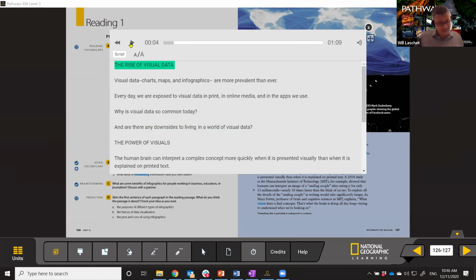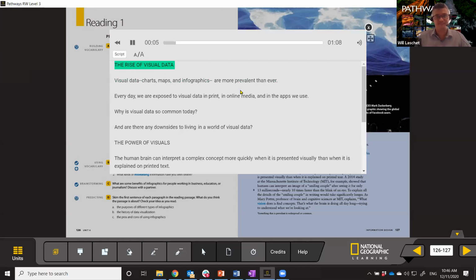As we're listening here, I'm going to give you a question to answer. I want you, first of all, to tell me how long does it take for the brain to interpret an image? That's what we're listening for. How long does it take for the brain to interpret an image?